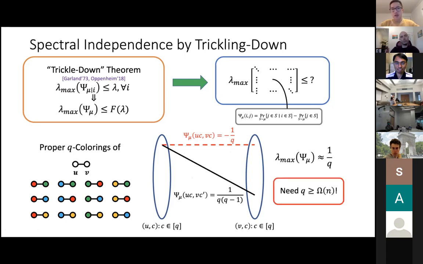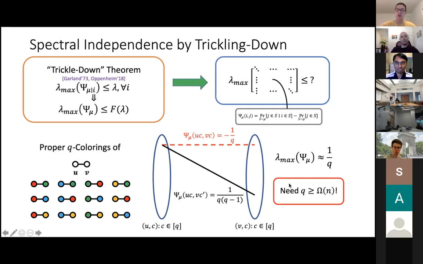The reason it's bad is because, as I mentioned earlier, you would have to apply this trickle down theorem roughly order n many times, right? Because the dimension of your problem is n, your graph has n vertices. And so you would need to start with a number of colors scaling linearly. Now, if you recall the big conjecture and the previous results, what we want is a threshold on Q that depends only on the maximum degree of the graph, not on the number of vertices. So applying the trickle down theorem in its current form is not going to do it for us.